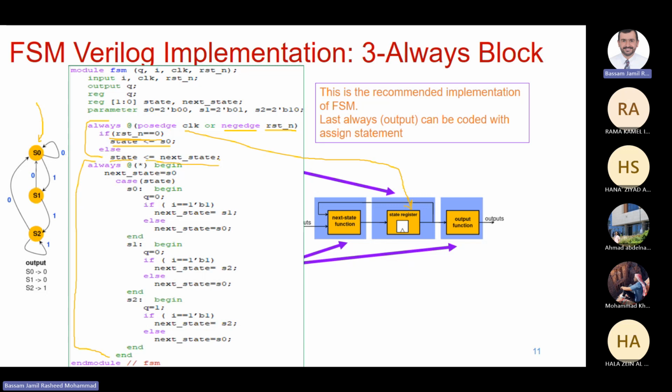Now we will see what this next state is in this block. So the next state is coming from here. The second always block is what determines the next state, which is basically this block here. We case the state, which is the current state. It's going to be either S0 or S1 or S2.